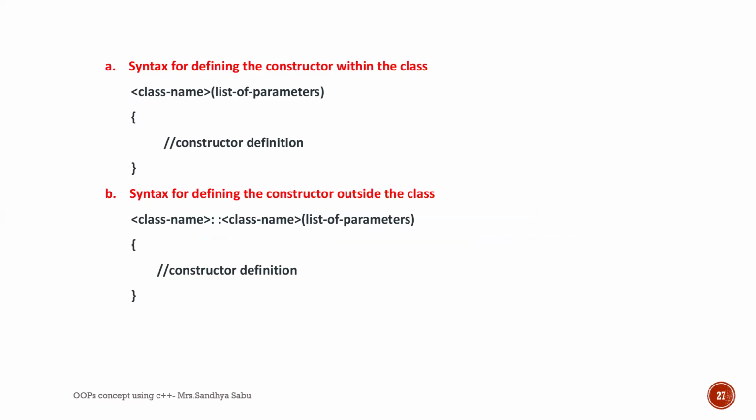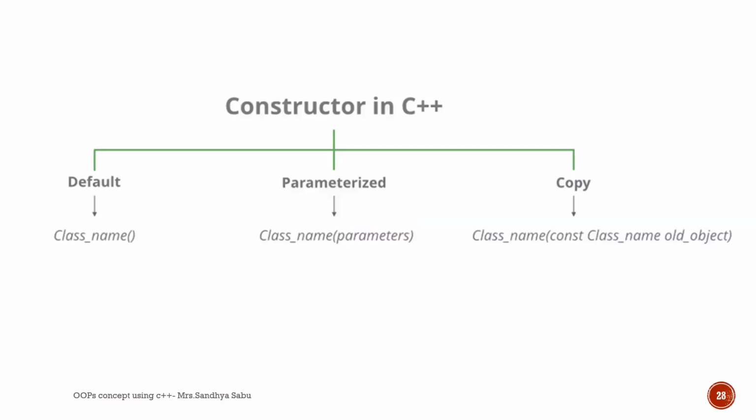So class name, list of parameters followed by the coding, which are processing steps. And if I'm going to define it outside a class, I have to mention my class name followed by the scope resolution operator. Again, the class name followed by the list of parameters and the constructor definition. So we have three types of constructors in C++: default, parameterized, and copy constructor.